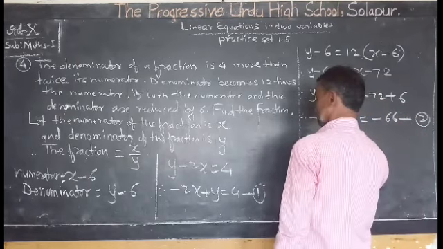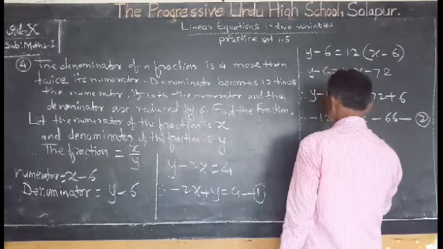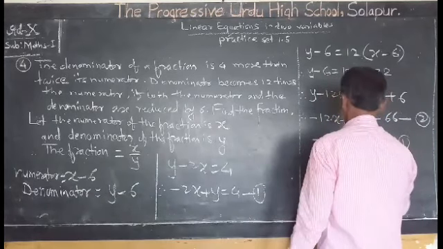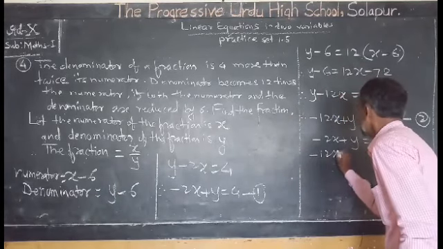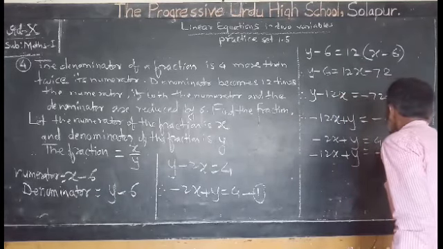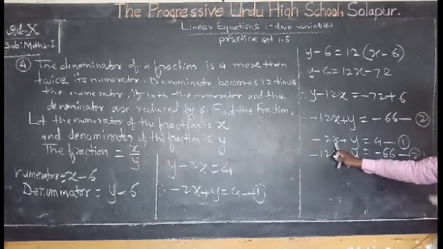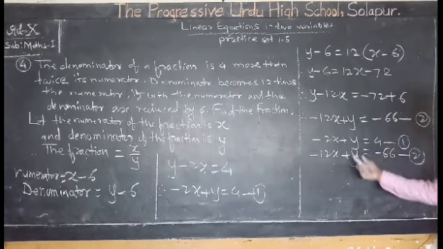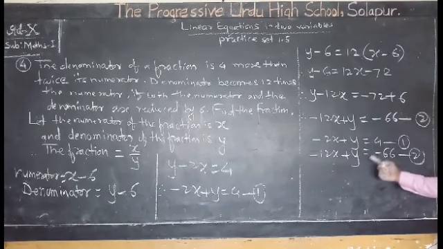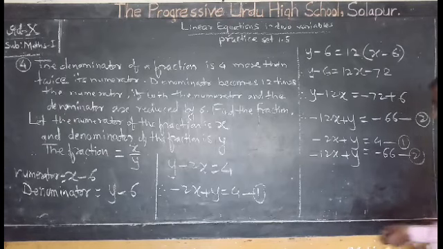First, I am writing minus 2x plus y is equal to 4, equation number 1. Minus 12x plus y is equal to minus 66. This is equation number 2. Now, I am going to subtract.